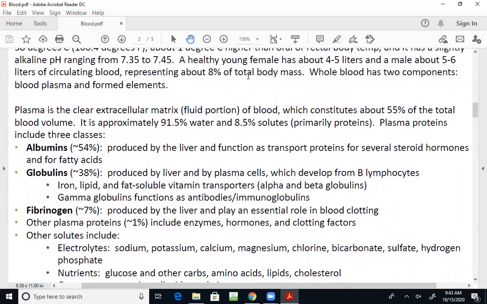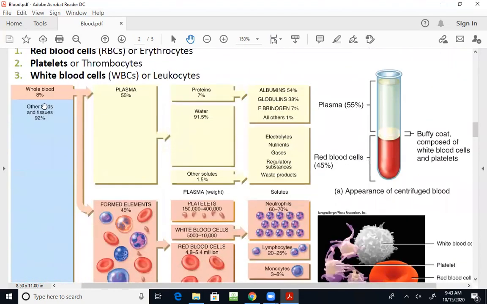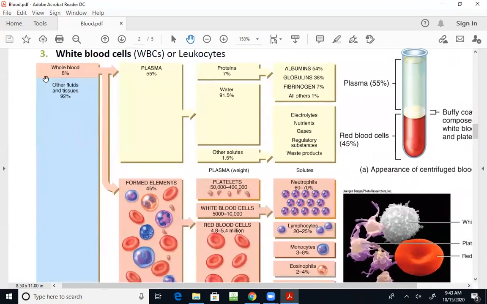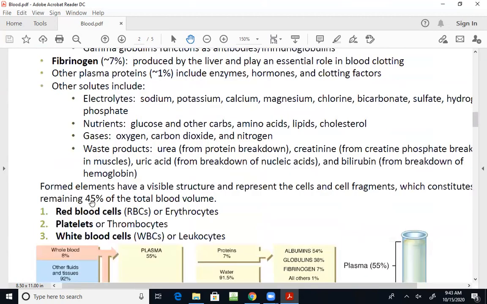Total amount in young healthy females is about 4 to 5 liters. So about 2 pop bottles, if you think about them in that form. Men have about 5 to 6 liters, so about 2.5 to 3 of those. Blood represents about 8% of our total body mass, as you can see here in our figure at the bottom.